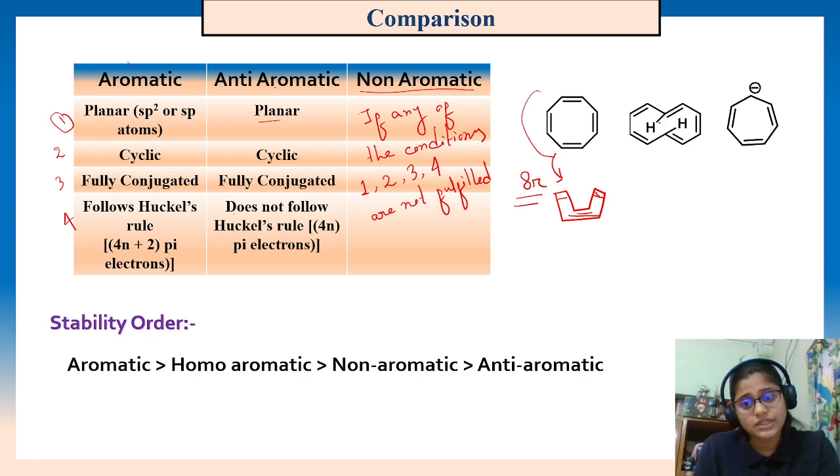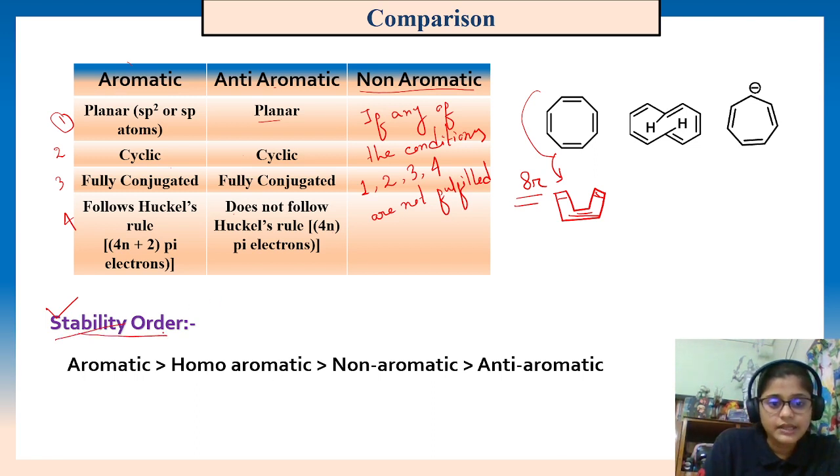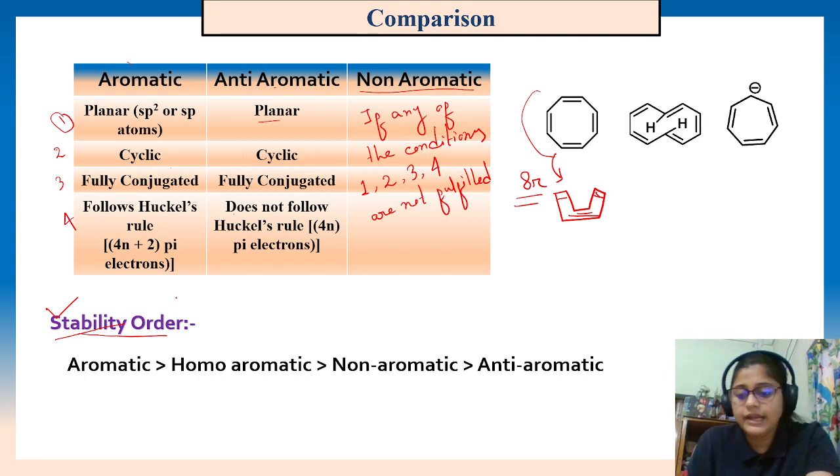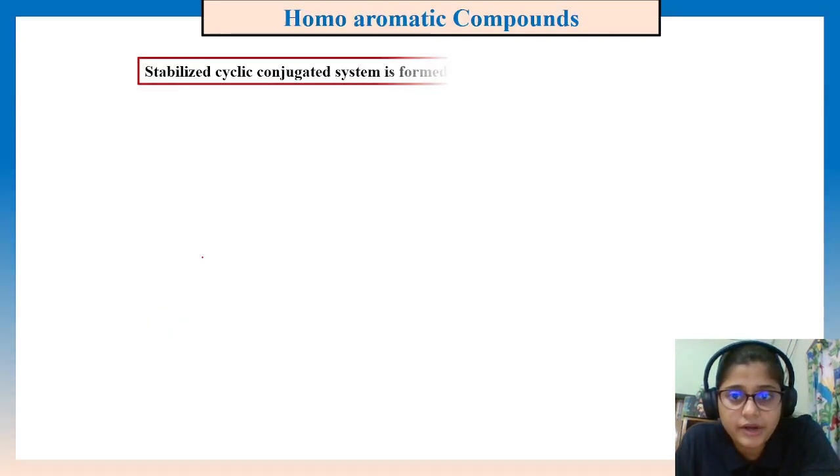Here also the same thing happens. It will not be planar, and here also the same thing happens. I will talk about this in later slides also. For now, let's just look at the examples. Now the stability order will be very helpful in later slides. Okay, let's first come to homoaromatic compounds.